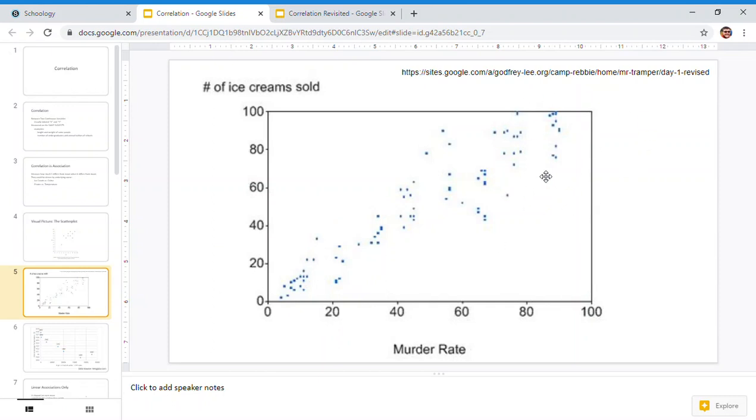This was in New England. The murder rate and ice cream sold would be horizontal because people in New England eat ice cream all year long.